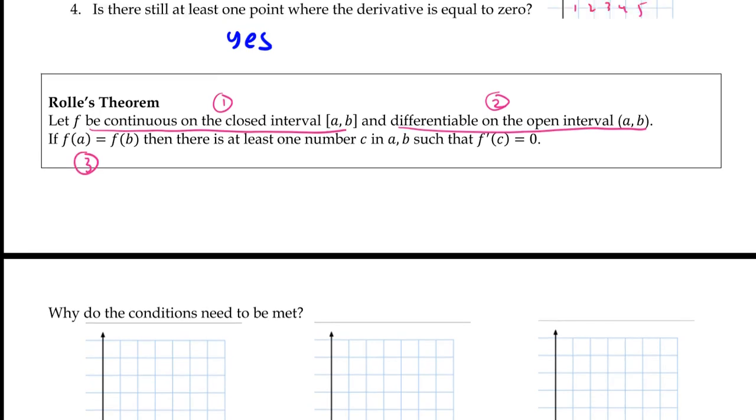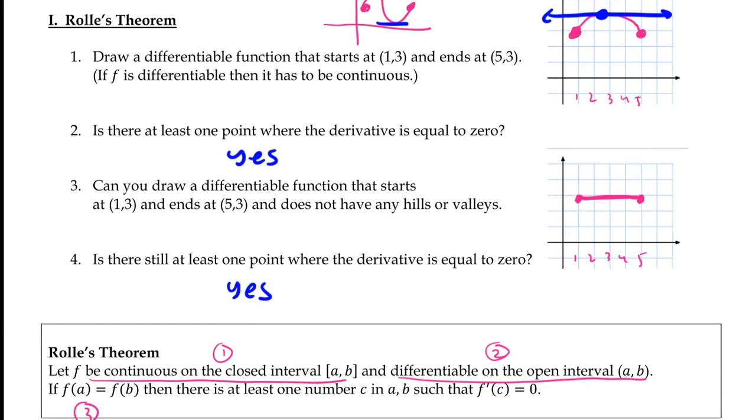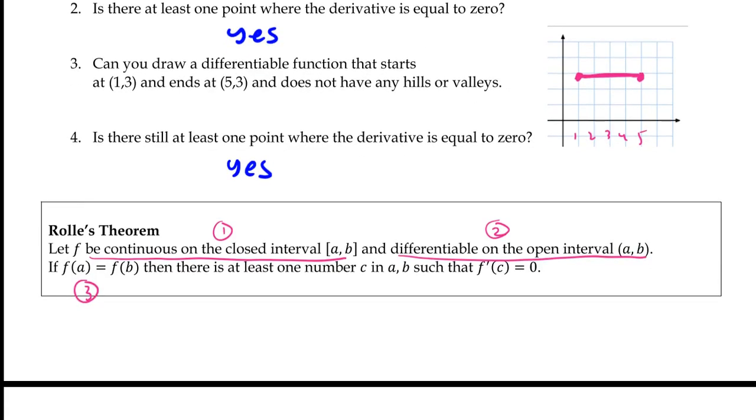Well, isn't that what we did? Let's look back up here real quick. F of A equals F of B. That means where you start is where you end. F of A is equal to F of B. So if I start where I end, there is at least one number C such that the derivative is 0.